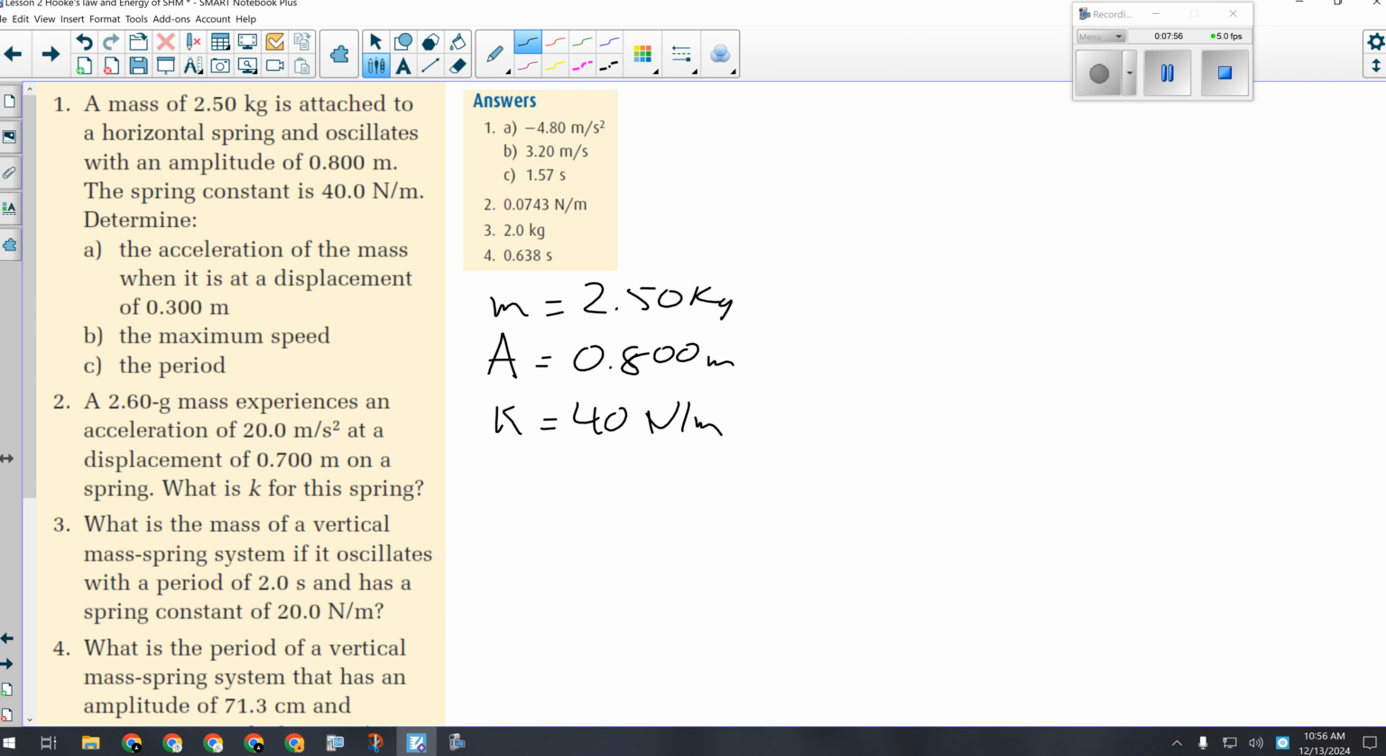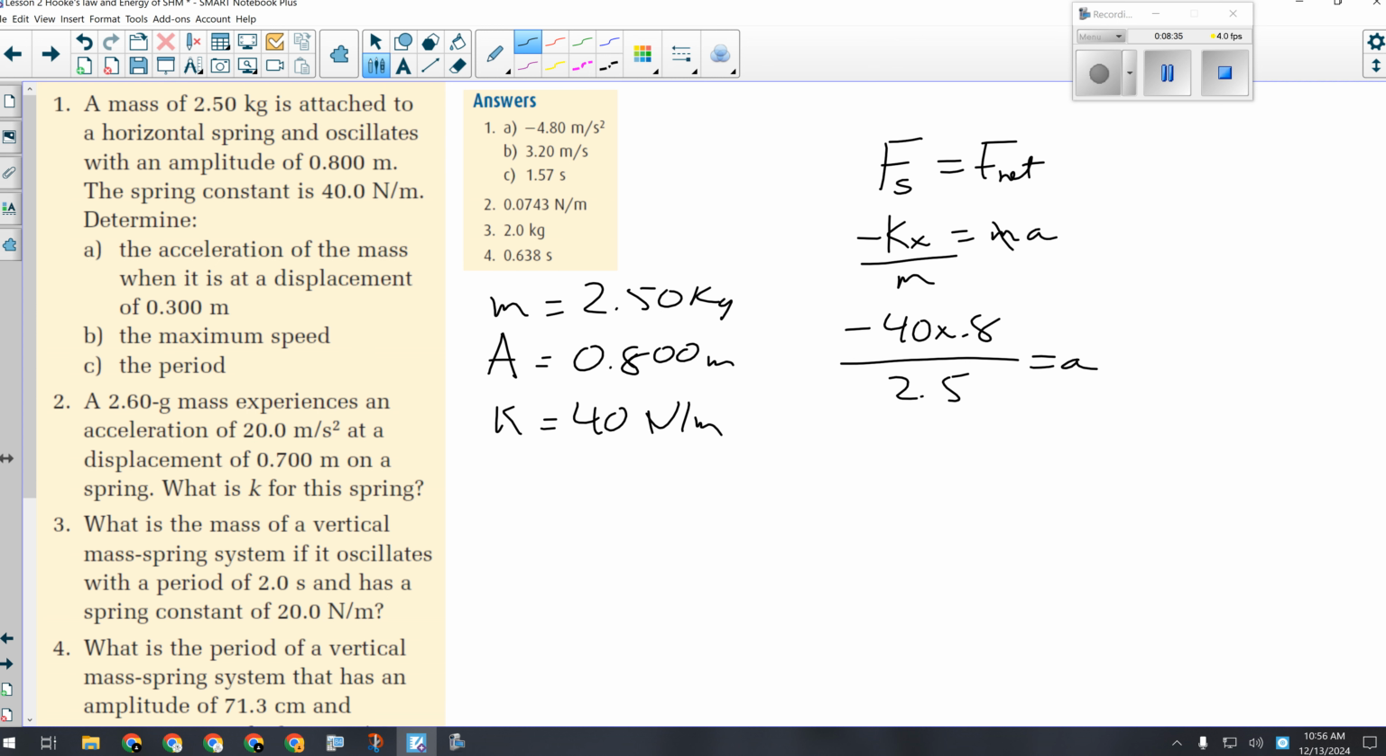Well, if I have the mass and I have K and I know how far from equilibrium it is, could I say that since this is a horizontal spring, that the force in the spring is the only force acting? Is that a safe assumption? Okay, so then I can say that negative K times X equals M times A. If I'm looking for the acceleration here, then I just divide both sides by mass and plug in my numbers. So I'll have negative 40 times 0.8 divided by 2.5, and that will give me the acceleration.